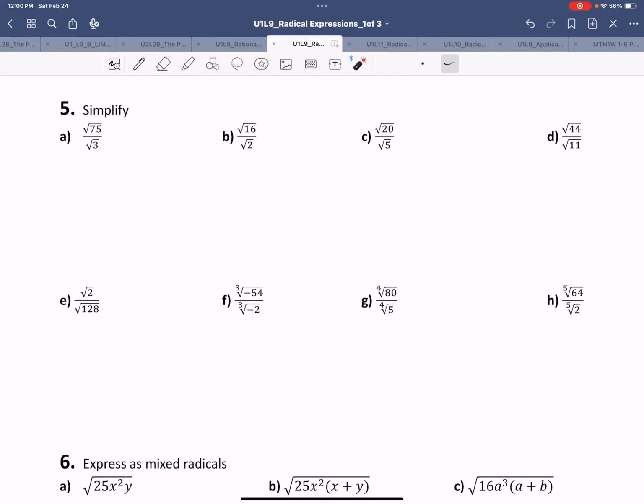Let's take a look at some homework questions from lesson U1 L9. We're working with radical expressions and we're learning how to simplify them. So question number 5a is square root 75 divided by square root of 3.